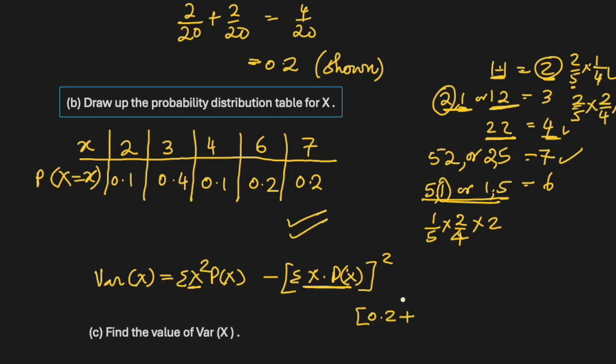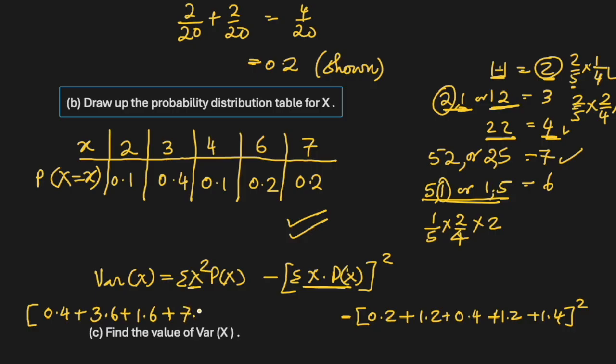plus 3 times 0.4 will be 1.2. 4 times 0.1 is 0.4. 6 times 0.2 will be 1.2 again, and 7 times 0.2 will be 1.4. This is the expected value which we will square and subtract from. We'll square the x first and then multiply with probability in this case. So the square of 2 is 4. 4 multiplied by 0.1 is 0.4. 9 is the square of 3. 9 times 0.4 will be 3.6. 16 times 0.1 will be 1.6. 36 times 0.2 will be 7.2, and 49 times 0.2 will be 9.8.